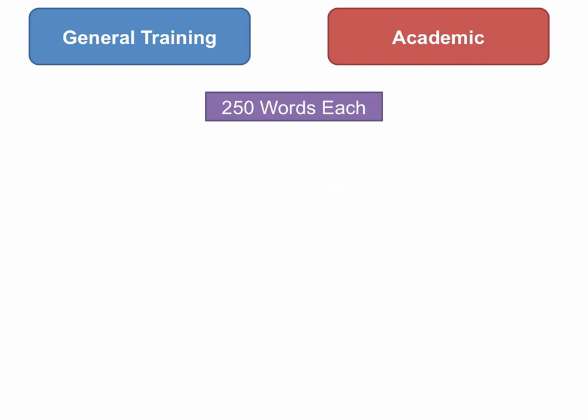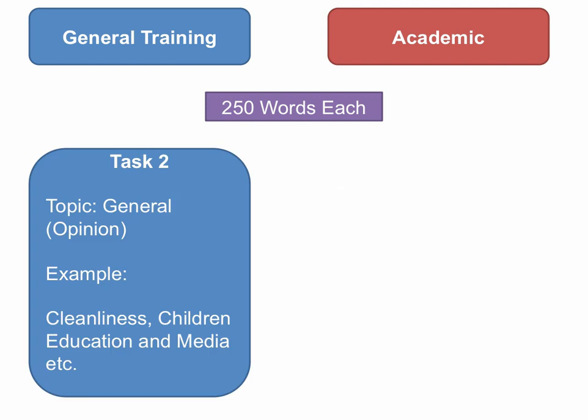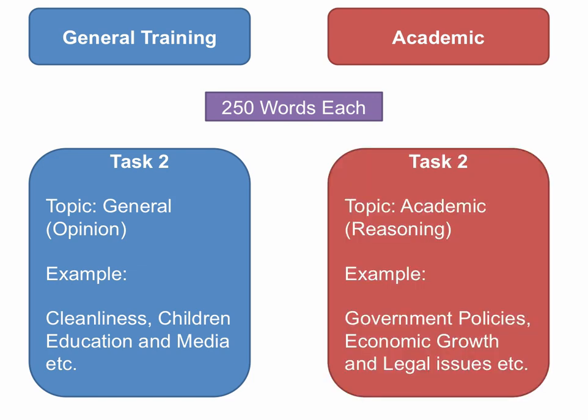In writing task 2, the common modality is that they should have at least 250 words, but the differences lie in the content and pattern of the task. In general training, it's about general opinion and the examples could be cleanliness, children's education and media, etc. Whereas in academic, it's about academic writing and it's mainly your reasoning, and the examples can be government policy, economic growth and legal issues.